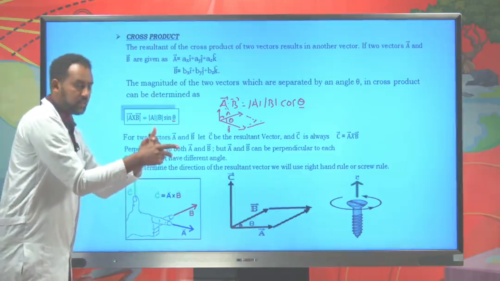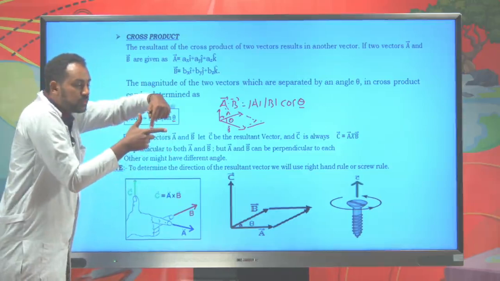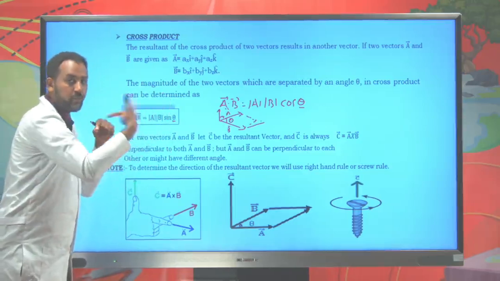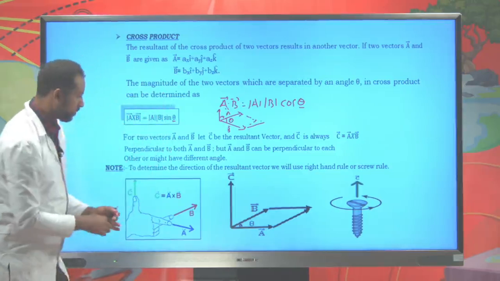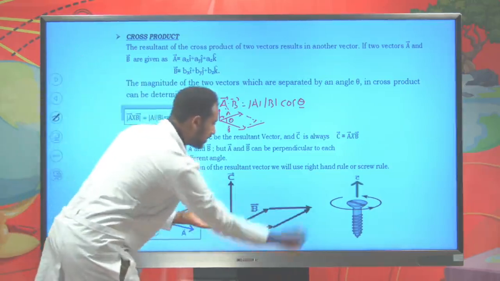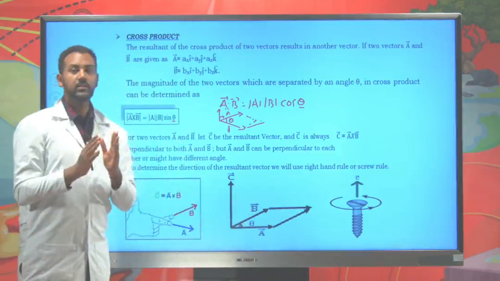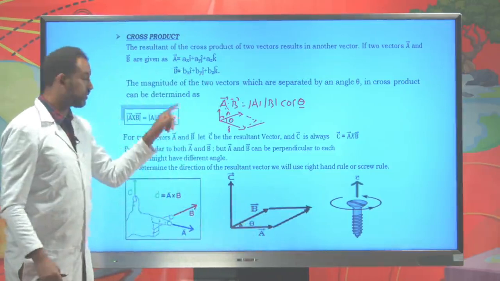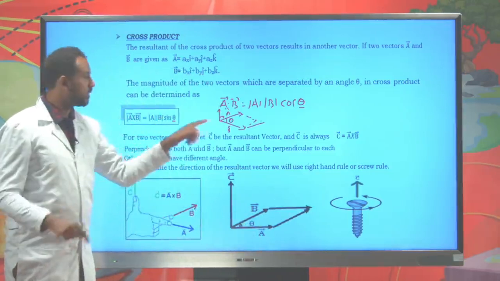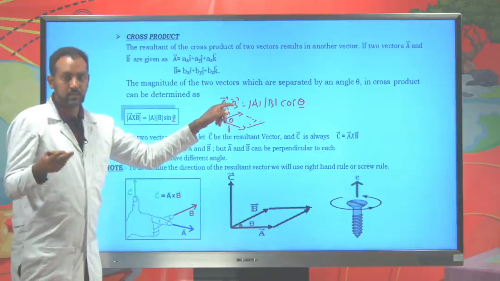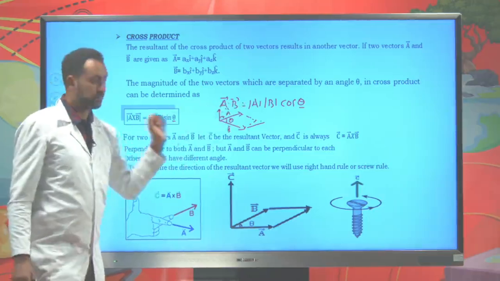Let's say that C is the resultant vector, and C is perpendicular to this vector as well as to this vector. For both vectors, it's perpendicular. Here you have vectors A and B, and it's possible to use a screw rule or a right hand rule. Therefore, the resultant vector is always perpendicular to both vectors whenever you cross two vectors. But when you have a dot product, the result is not a vector, it's a scalar, so you don't need the direction.